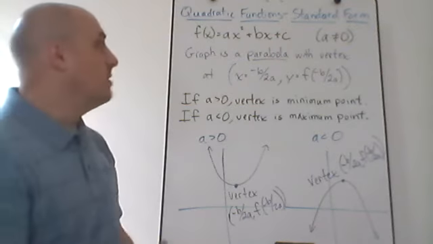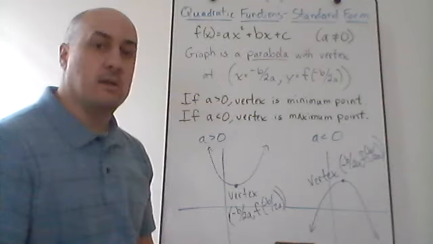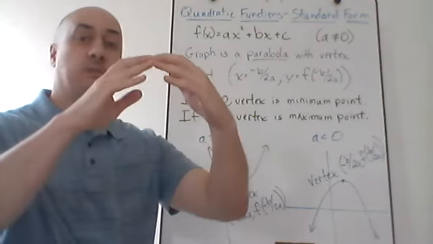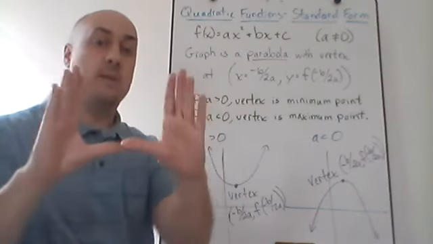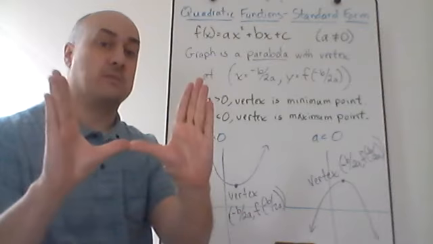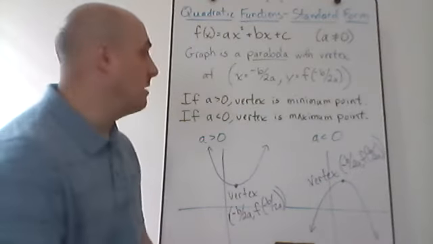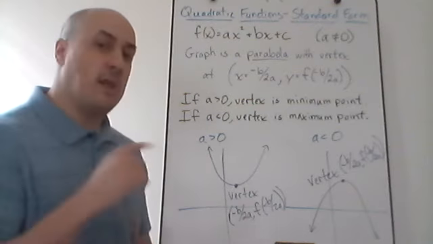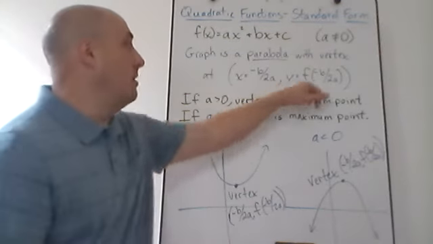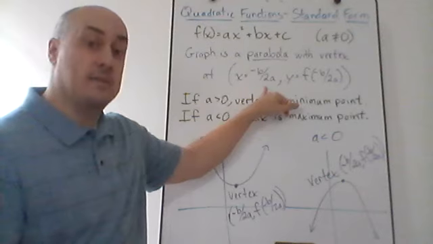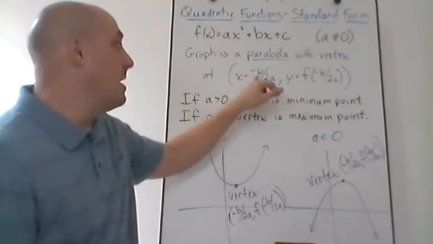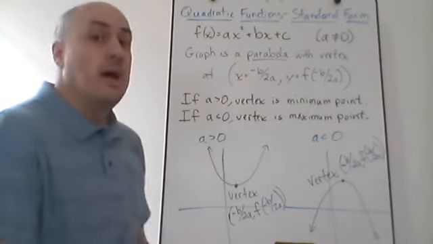The vertex of a parabola is either the maximum point, the high point if the parabola is facing downward, or the minimum point, the low point if the parabola is facing upwards. So the vertex is either the high point or the low point on the graph of the parabola. Whether it's the high point or the low point, the formula to find the vertex is exactly the same: x equals negative b over 2a. That's an important formula to know.